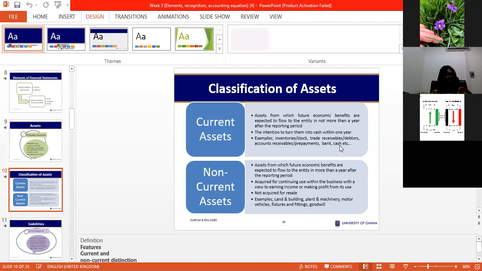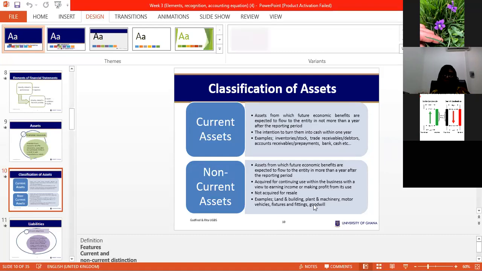So examples of the non-current assets include land and building, plant and machinery, motor vehicles, fixtures and fittings. If you look at it, these are tangible items that the business would use to work to be able to generate some revenue. Whilst goodwill is just as a result of your good name or your product, which is good, and people are banking their hopes on it. And so it is an intangible asset.